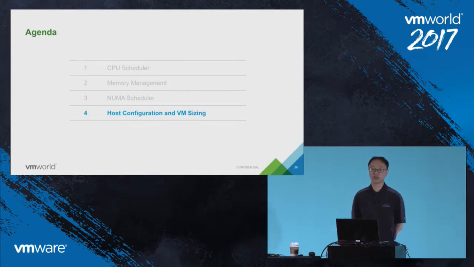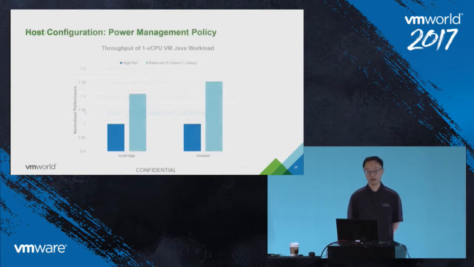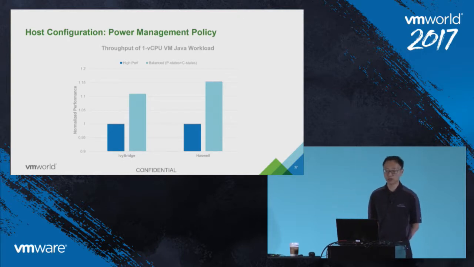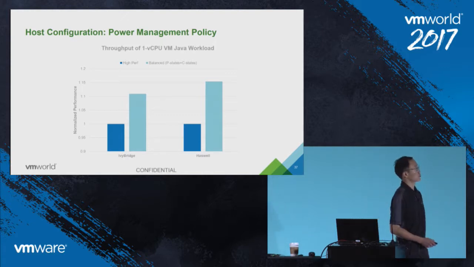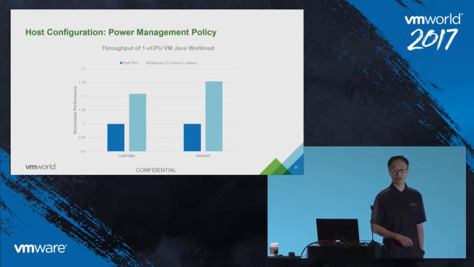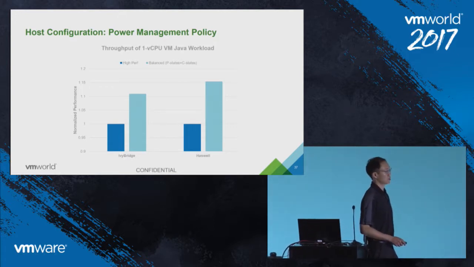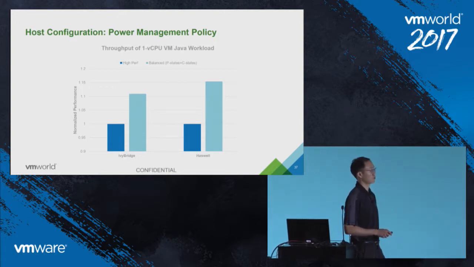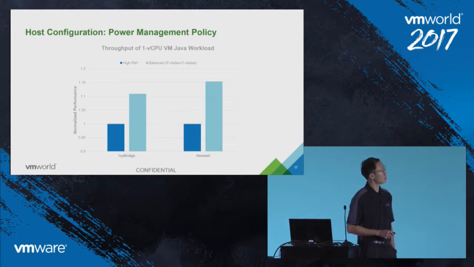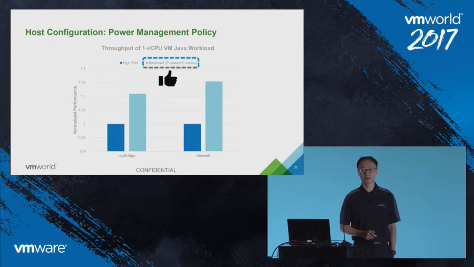Lastly, host configuration and VM sizing. The only thing I want to talk about for host configuration is power management policy, which is sort of counterintuitive if you think about it. This graph shows a high performance policy versus a balanced policy, across different processor types, with normalized performance. With the balanced policy, throughput is higher.